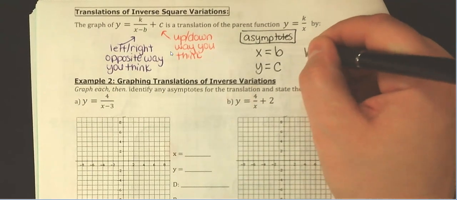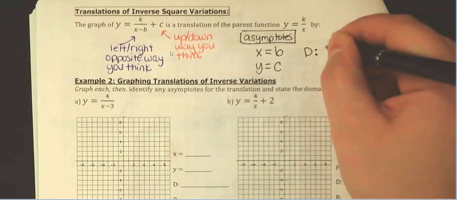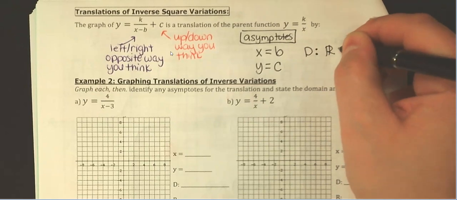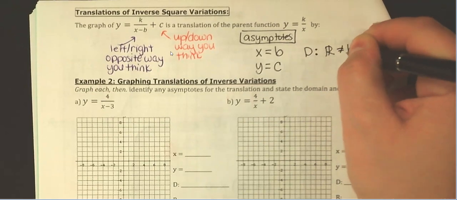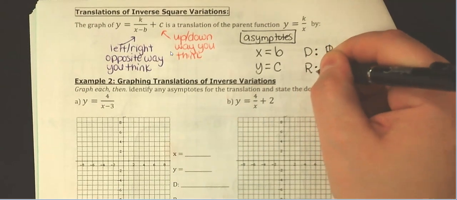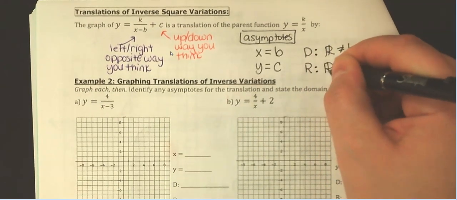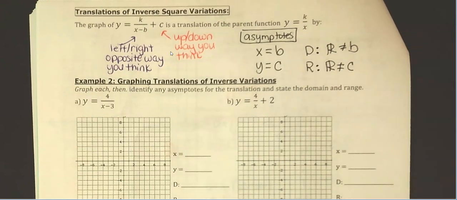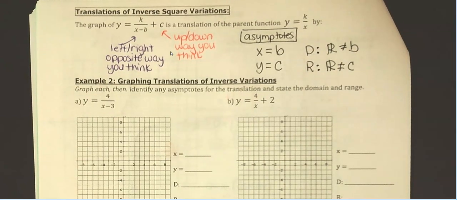And then related to those two things, the domain would be all real numbers, but not whatever that b value is. And the range, related to your horizontal asymptote, is going to be all real numbers, but not whatever c is. So on the front, it was just 0 for both. On the back, we're going to do some shifting, so we're going to change that. The only thing you really have to pay attention to is what are the asymptotes and what are the quadrants.